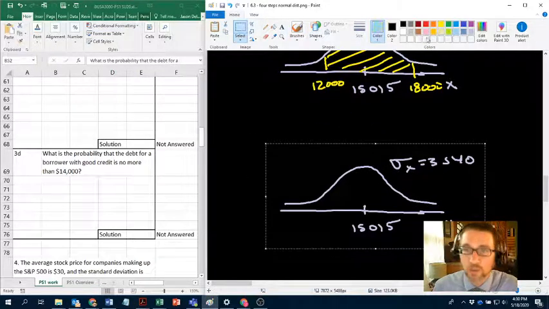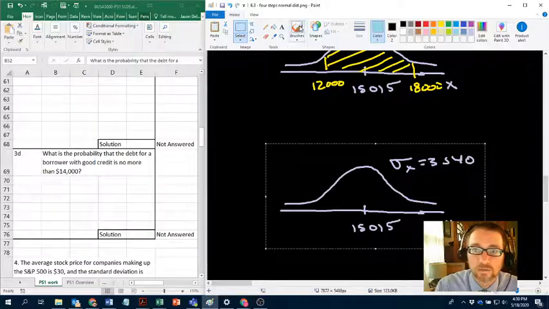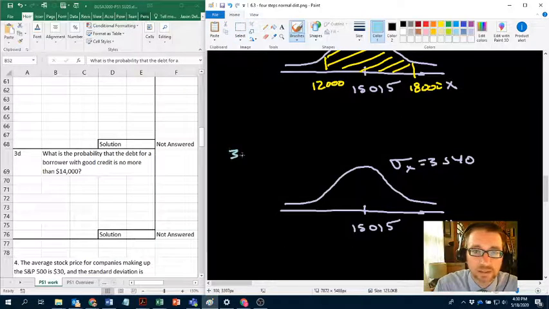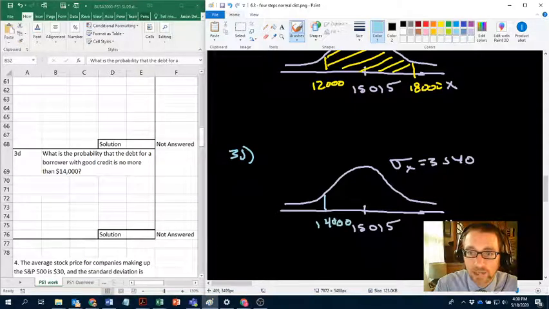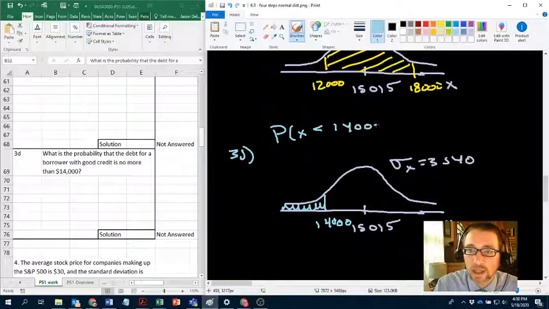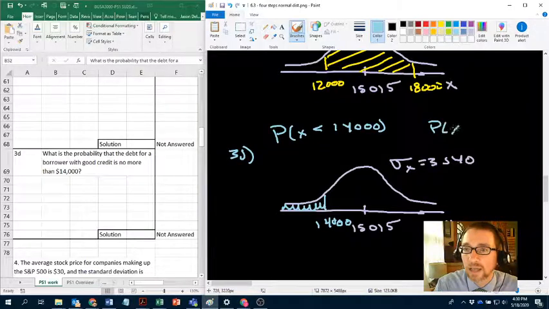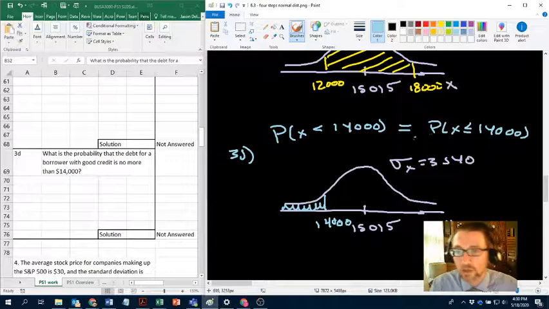So no more than 14,000 just means 14,000 or less. One of the interesting and complicated things, maybe not super complicated, but can sometimes be confusing, is that the difference in this scenario between this and less than or equal to 14,000 is 0. It turns out that whether it's less than or equal to, those numbers turn out to be identical.